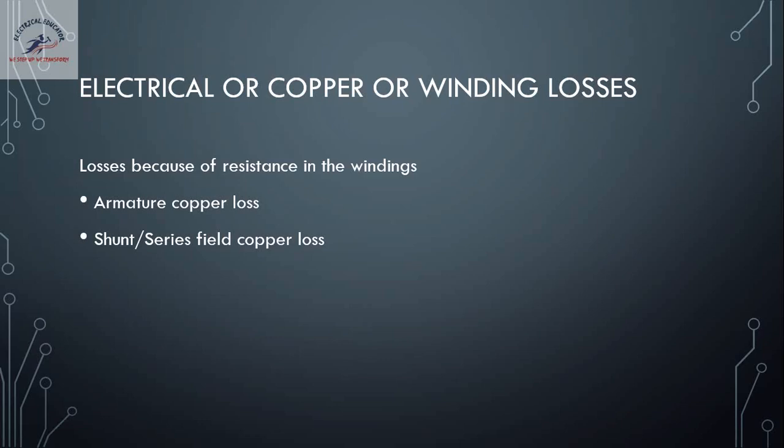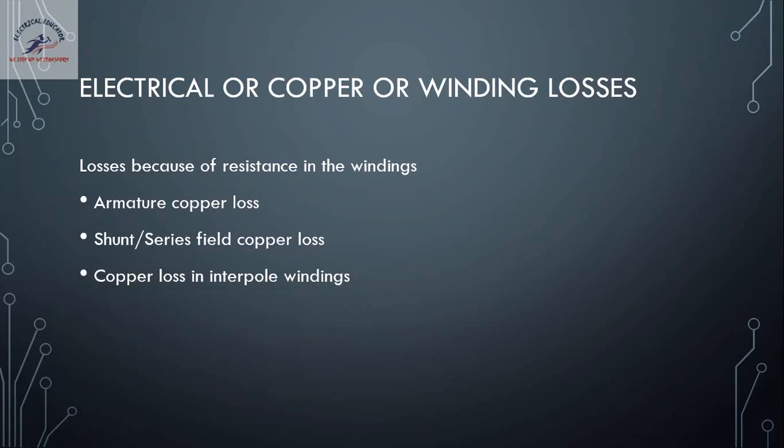So these are the two major losses that contribute towards the electrical loss. Also, they contribute the majority of losses in the DC motor. Other than this, we have copper loss in interpole windings.